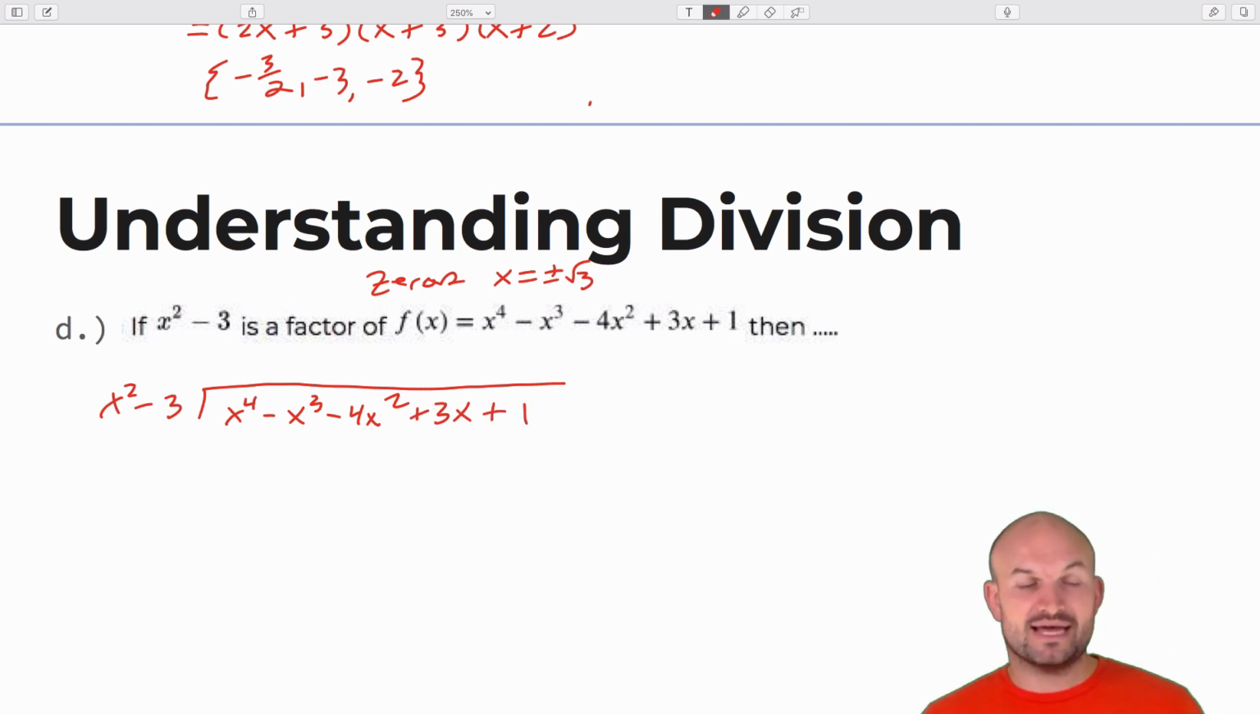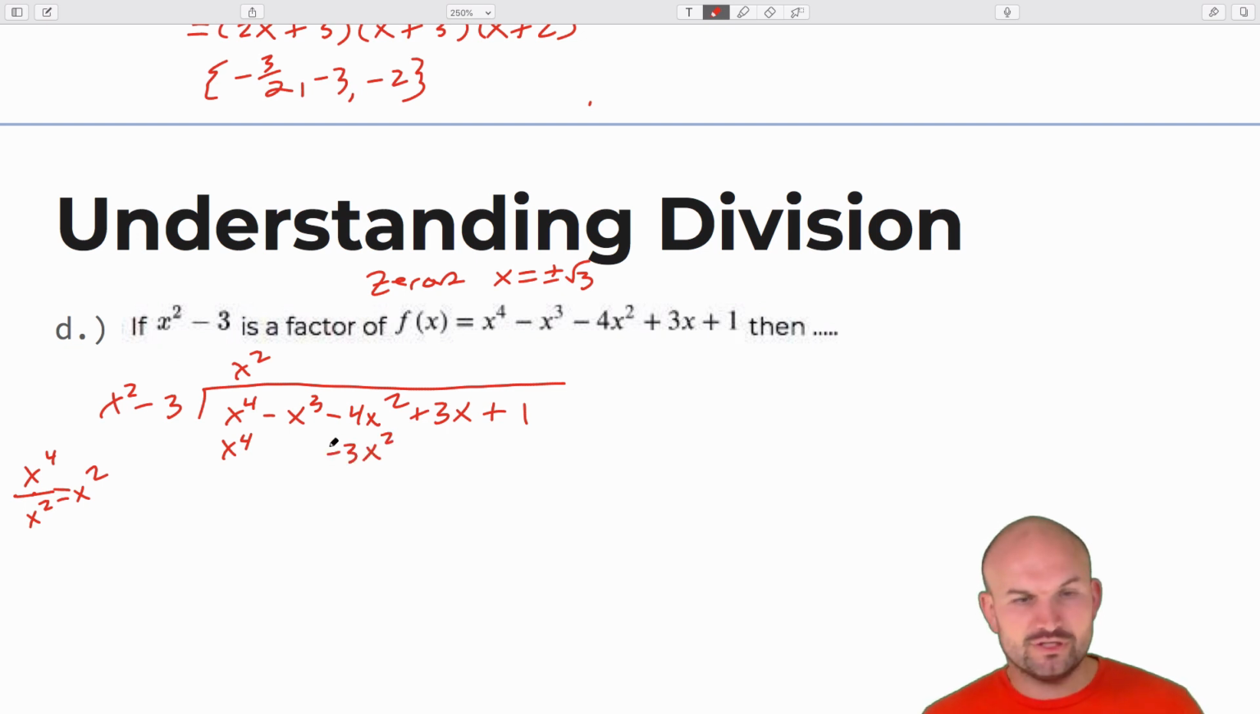All right. So again, we've got to understand our division here. X to the 4th minus x squared. No, you're dividing, not subtracting. How many times does x squared divide into x to the 4th? Well, that's going to be x squared times, right? Using the rules of exponents. So x squared times x squared is x to the 4th. And x squared times negative 3 is a negative 3x squared.